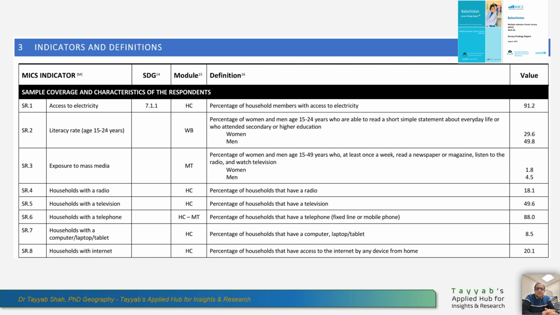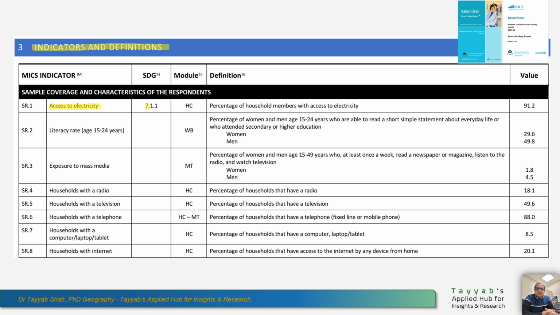Okay, so when you move to the next part of this report, there is a part called indicators and definitions. You need to pay some attention to how to read that one. They have an indicator number and the definition of that, access to electricity, for example.